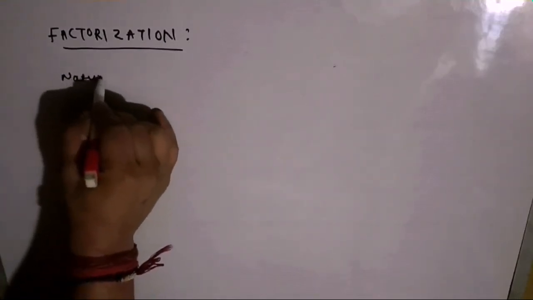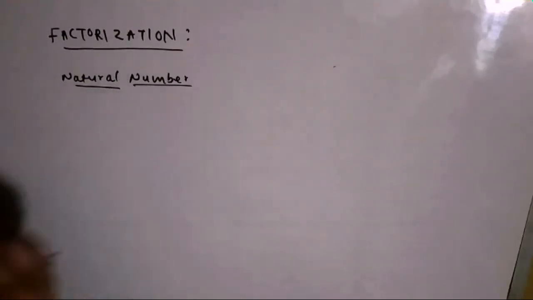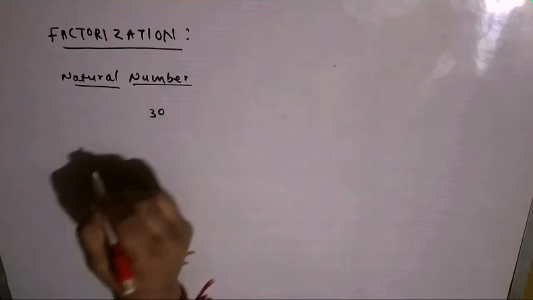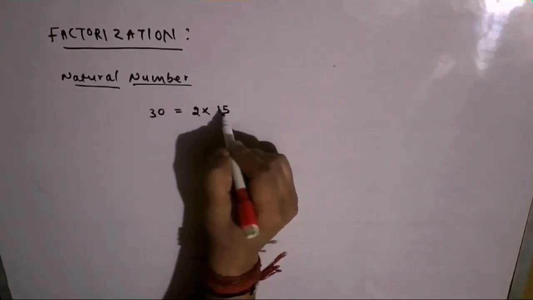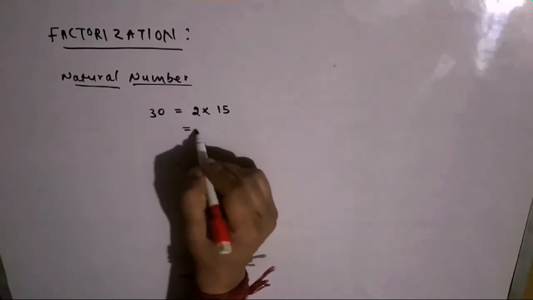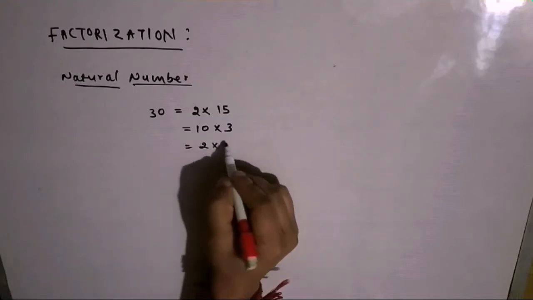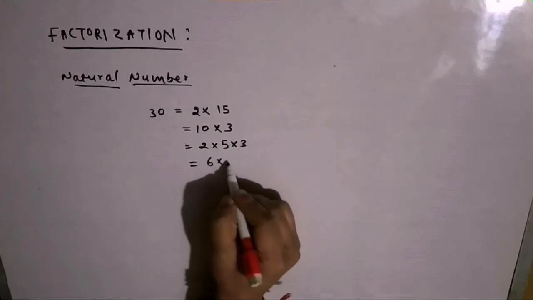You must have done some factorization in natural numbers. Like, if you see how a natural number can be written as a product of two numbers. Suppose we take an example, 30. 30 is a natural number which can be written as a product of two numbers, 15 and 2. Likewise, it can also be written as 10 into 3, or 2 into 5 into 3, or 6 into 5.